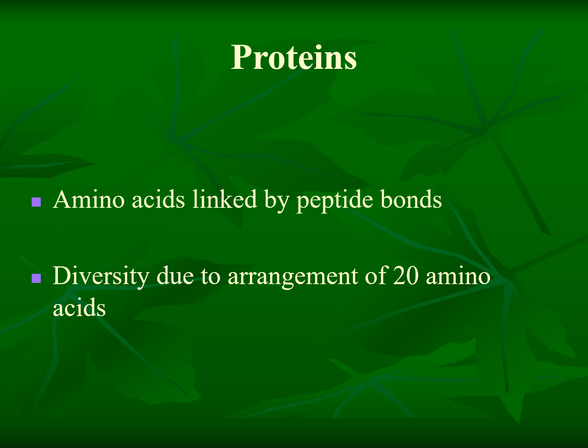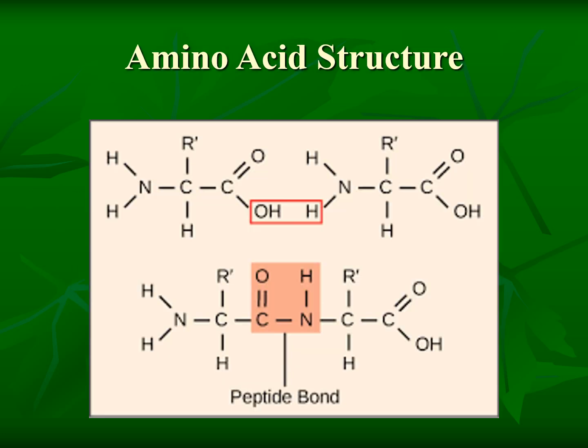There are 20 amino acids, but there's literally thousands of proteins. So how do you get the different types of proteins? It's how you arrange these long chains of amino acids. So your amino acid structure essentially is you have, here's an amino acid and here's an amino acid, and you combine them to form the peptide bond right here.